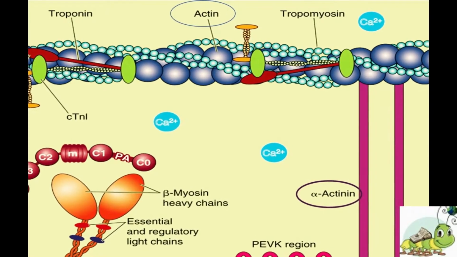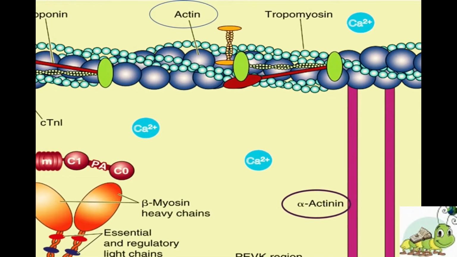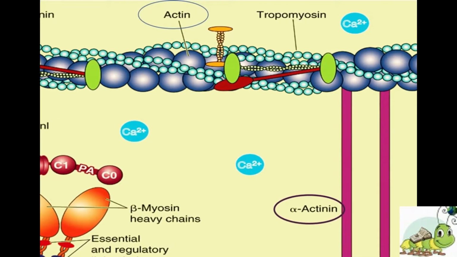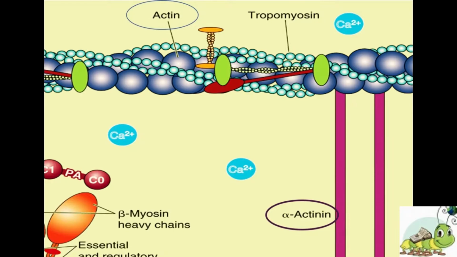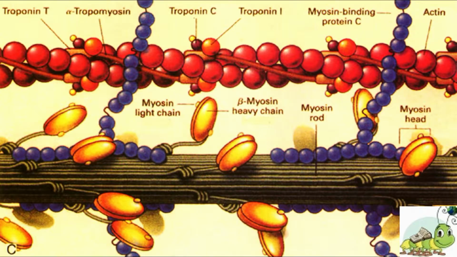alpha-actinin, whereas the protein tropomodulin resides at the end of the actin filament and regulates the length of the thin filament. These proteins are present in both cardiac and skeletal muscle cells. The thick filaments are tethered to the Z lines by a large elastic protein called titin.